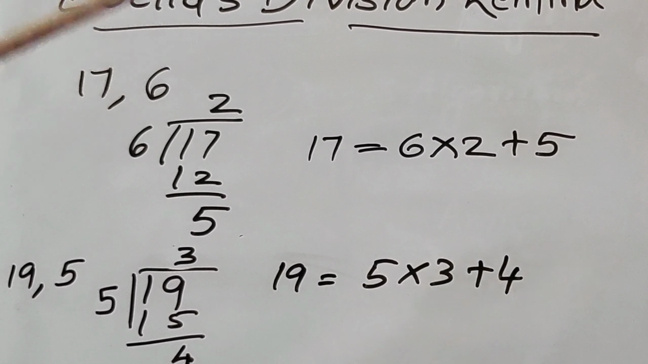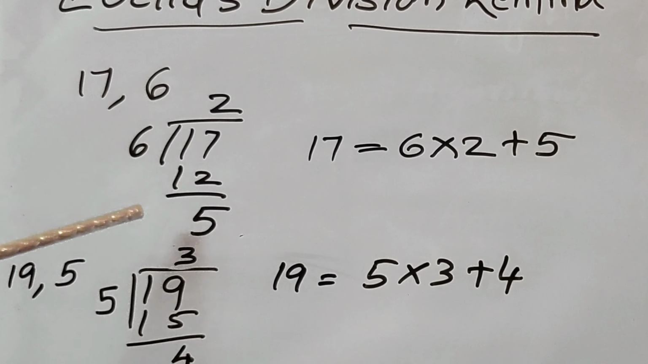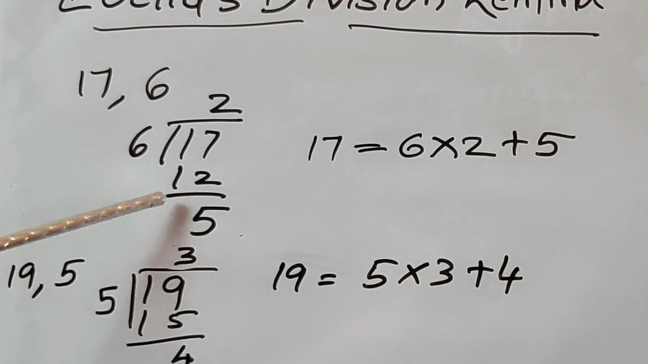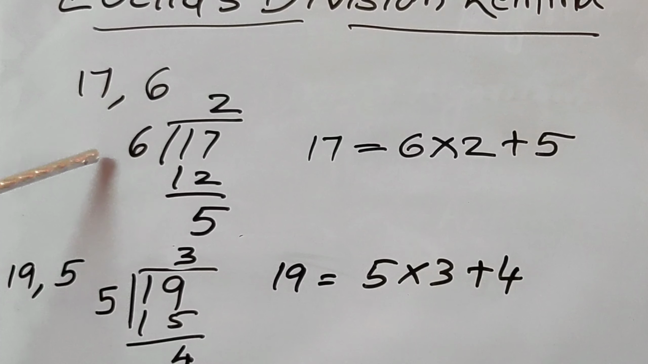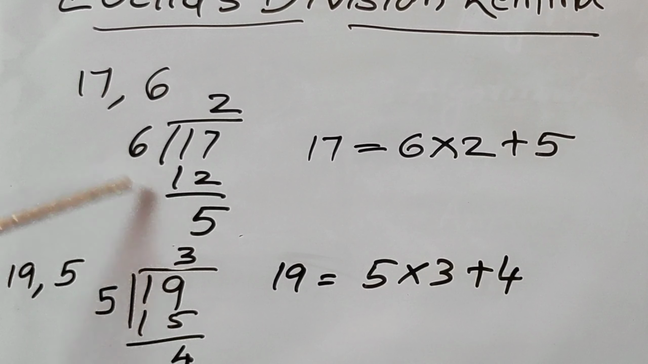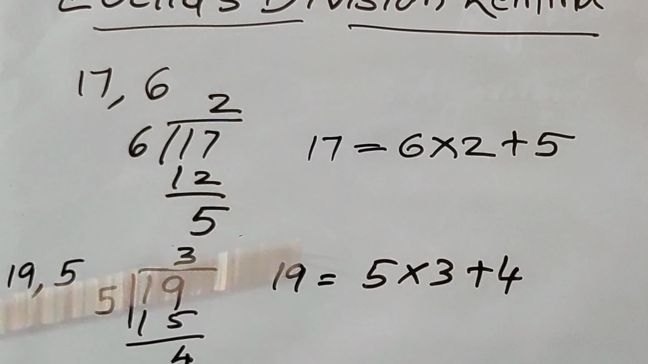From these two examples you can see that the remainder is less than the divisor. Here the remainder was 5 and the divisor was 6, so the remainder is less than the divisor. Here also the remainder is 4 and the remainder is less than the divisor. So whenever we can write like this, the remainder will always be less than the divisor.